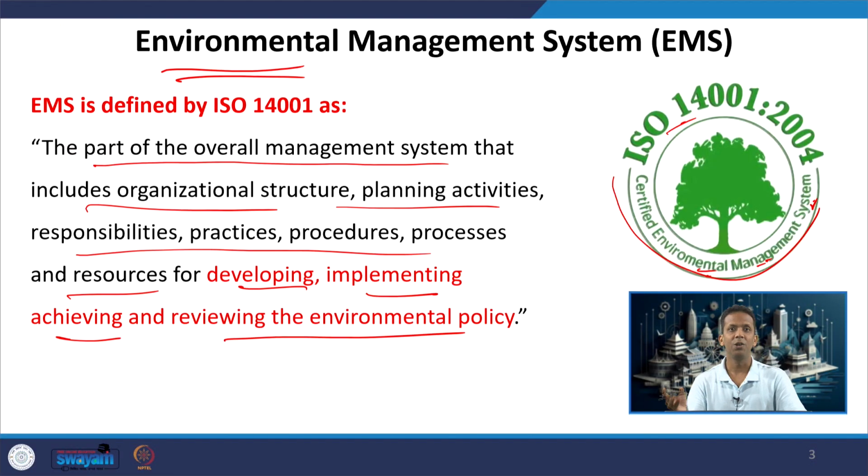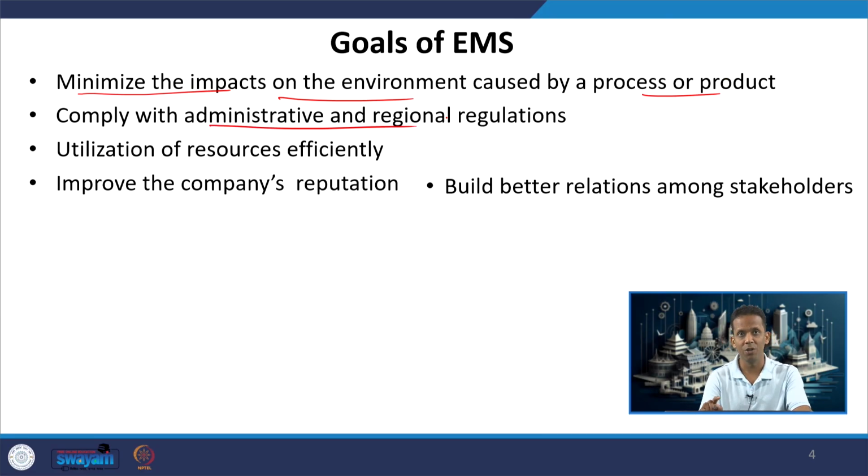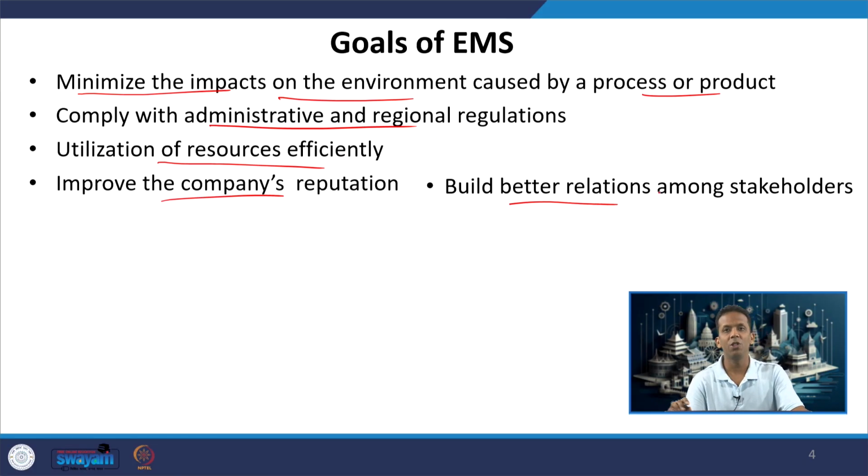And if there is a need to change the environmental policy also, it should undertake that review, because that is continuous improvement, at the core of any environmental management system. So, the goals of EMS are similar to the goals of environmental management, right. It is to minimize the impacts on environment caused by a process or product. The objective is to comply with administrative and regional regulations, utilize resources efficiently, improve the company's reputation and build better relations among stakeholders. So, all these are the goals of EMS.